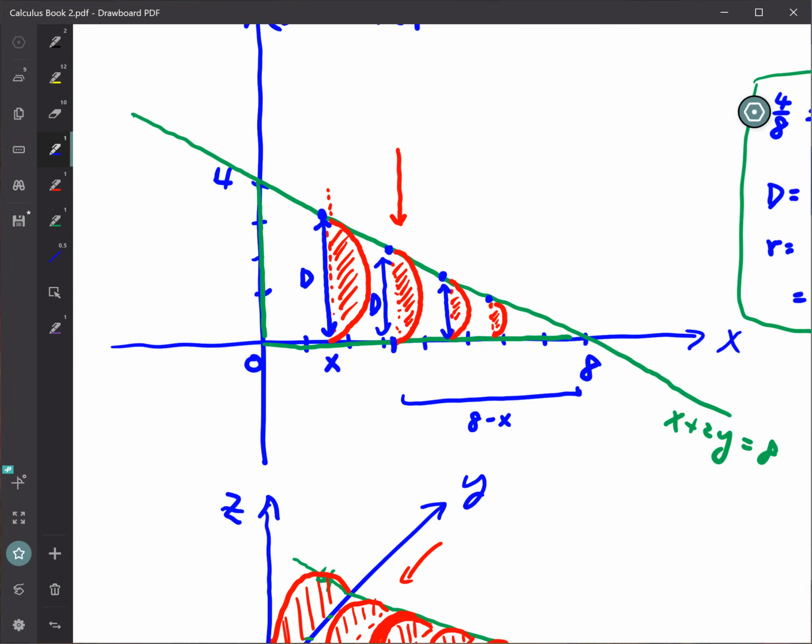So if I know the coordinate of the point, then I would know the diameter, right? So basically the y is the diameter. So the diameter is the y of the equation of the line. Make sense?